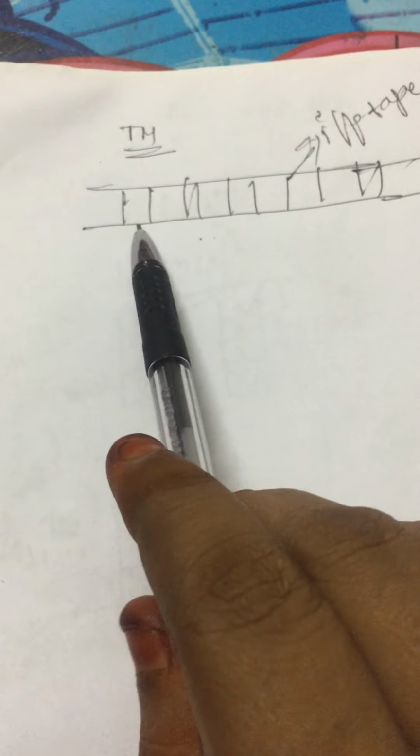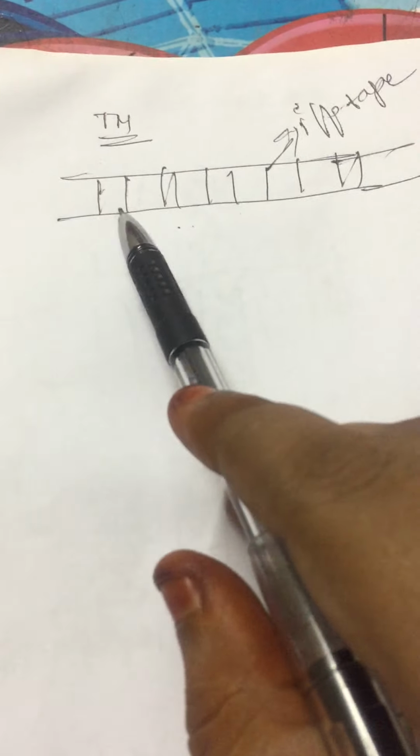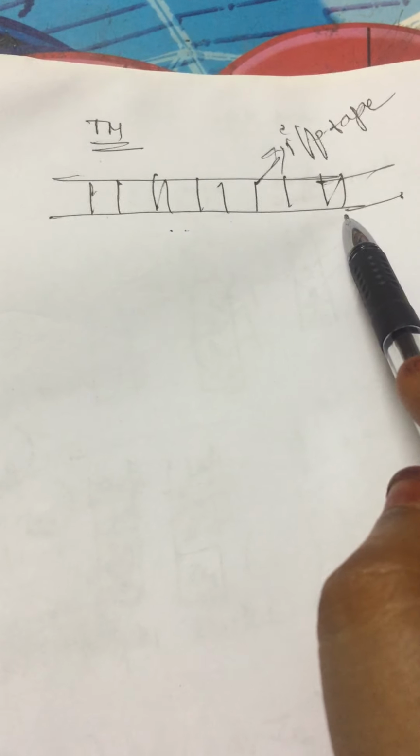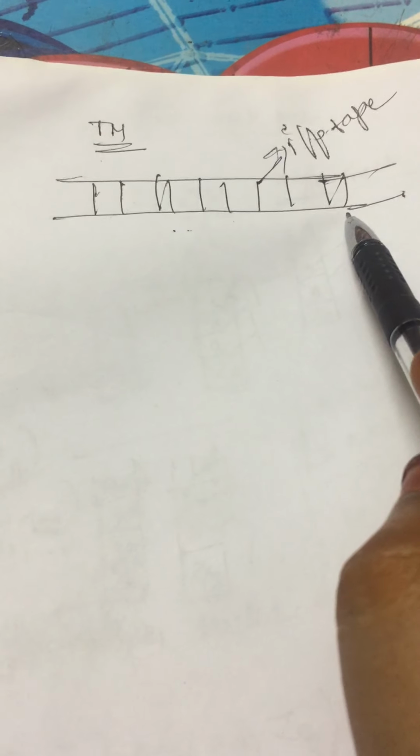So here in the input tape, each cell consists of one input symbol, and that input symbol will be read and written to some other variable. So in that way we are going to process the entire string here. Let us see an example of how to design a Turing machine for that particular string.